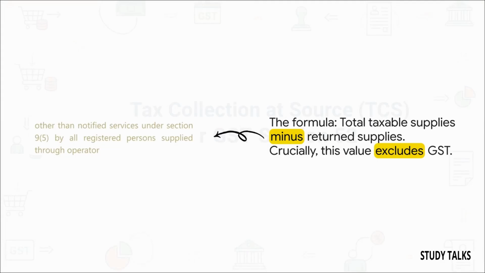So here's how the math works out. You take the total value of all the taxable supplies made through the platform, and you subtract the value of any stuff that got returned.